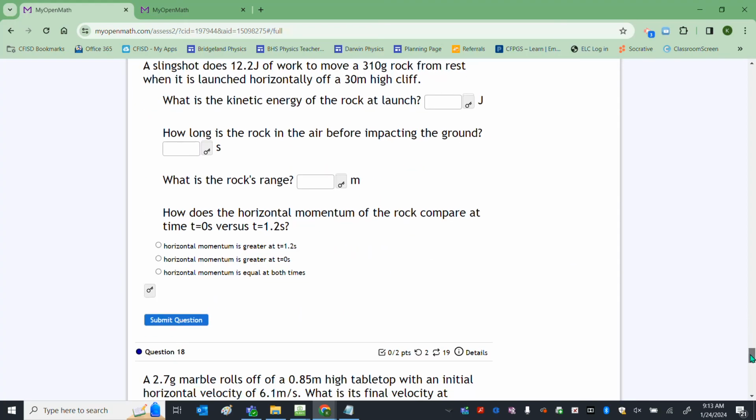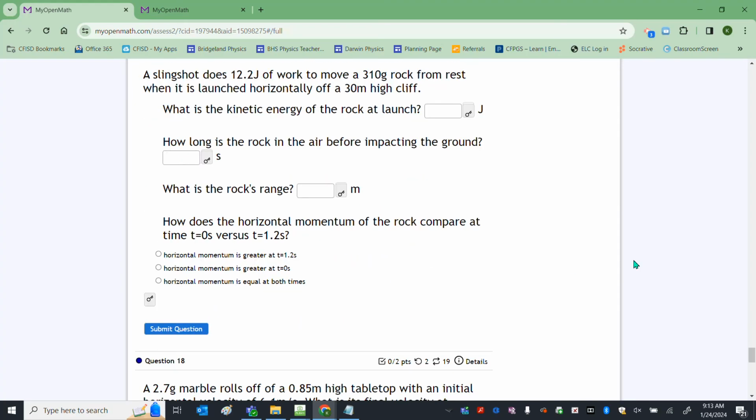And guys, I would very strongly encourage you to listen up while I talk about this, because you need to know how to handle this. It says, a slingshot does 12.2 joules of work to move a 310 gram rock from rest when it's launched horizontally off a cliff. This has a little step we have to do before we can do any of our projectile math, just like the one in the quiz, but the one in the quiz had momentum. I could just as easily throw work at you and have you do the same thing.